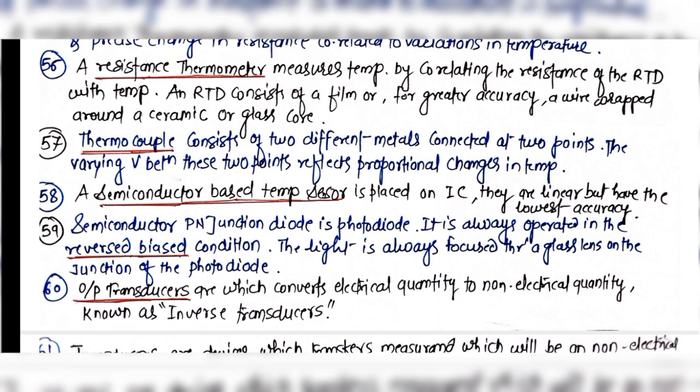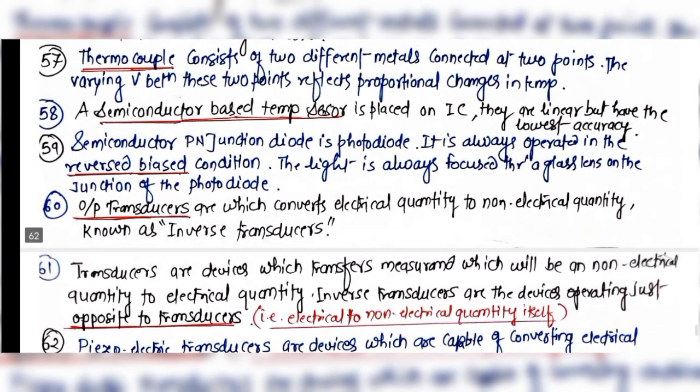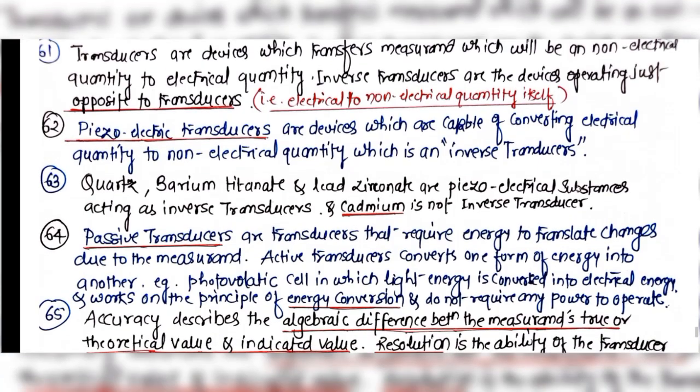Output transducers convert electrical quantities into non-electrical quantities, and are known as inverse transducers. Transducers are devices which transfer the measurand, which is a non-electrical quantity, to electrical quantities. Inverse transducers are devices operating just opposite to transducers, that is, electrical to non-electrical quantities. Piezoelectric transducers are devices which are capable of converting electrical quantities to non-electrical quantities, which is an inverse transducer.